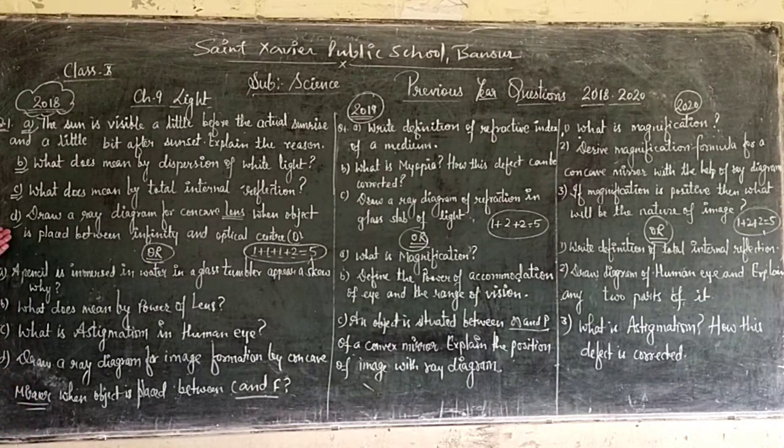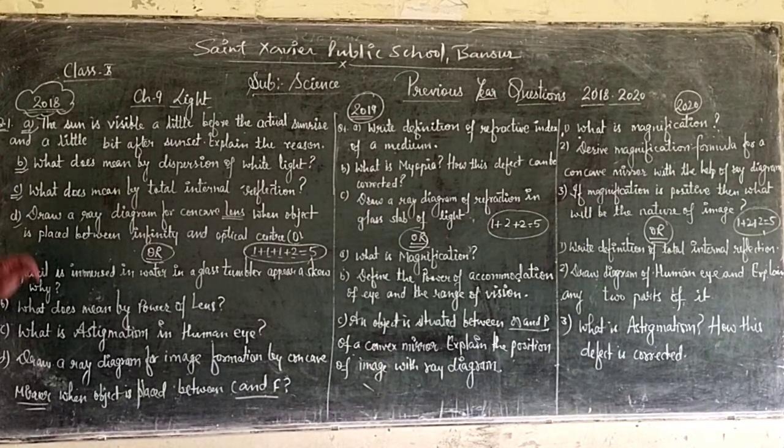This is of 2 marks, and the 1 mark question he is taking from the theoretical parts, such as: the sun is visible a little before the actual sunrise and a little bit after sunset. Explain the reason. Here we have to tell the reason. As I told you, it is due to the atmosphere of the earth and the presence of sunlight below the horizon. I have told you about this, so you can see the previous video.